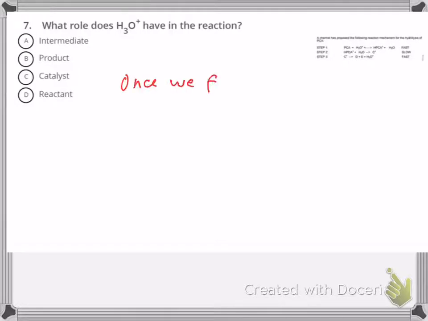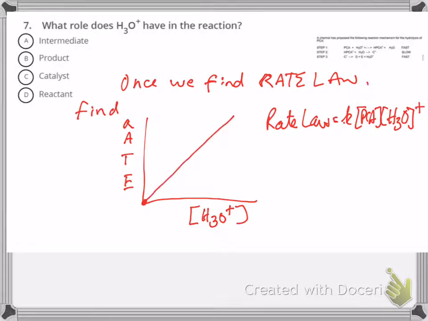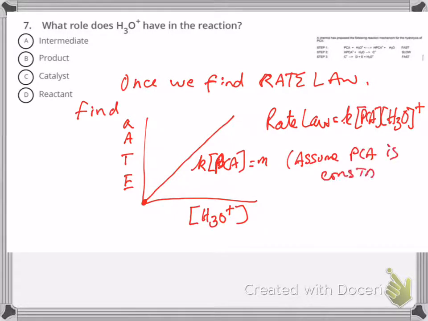So let's take a look at some of the extra questions. Once we find the rate law, we're going to find the rate versus H3O plus for the reaction. So we had the rate law. It's here: k times PCA times H3O plus. H3O plus is shown to the first power. So if we were going to look at the rate of the chemical reaction versus the concentration of H3O plus, we would see a straight line with the slope being k times PCA, which we would assume that PCA concentration is constant during this change. Okay.